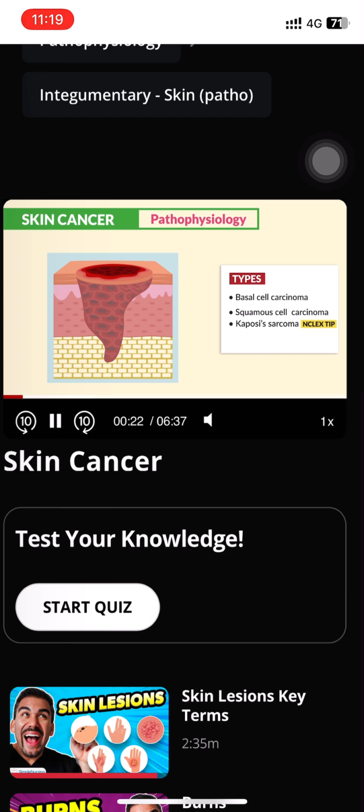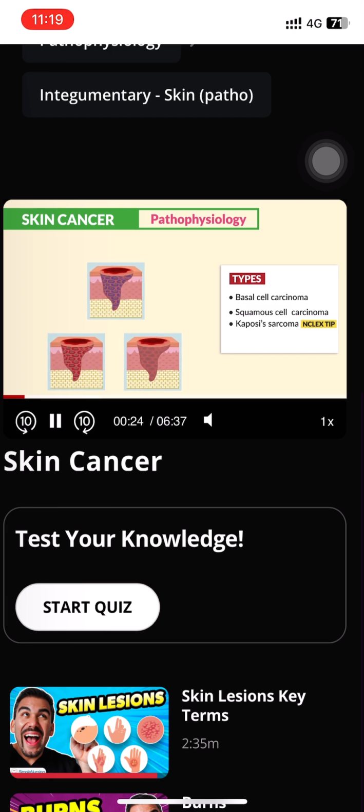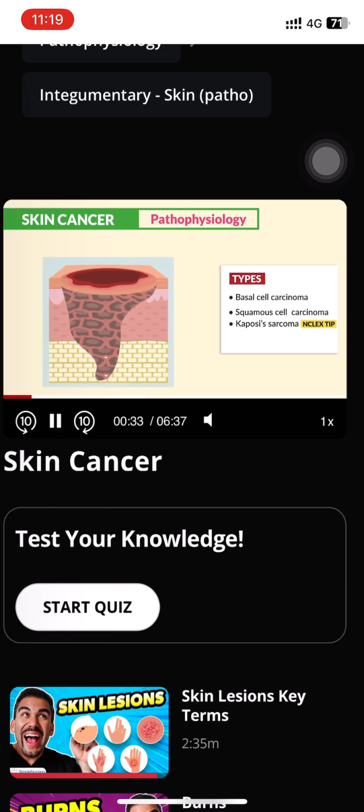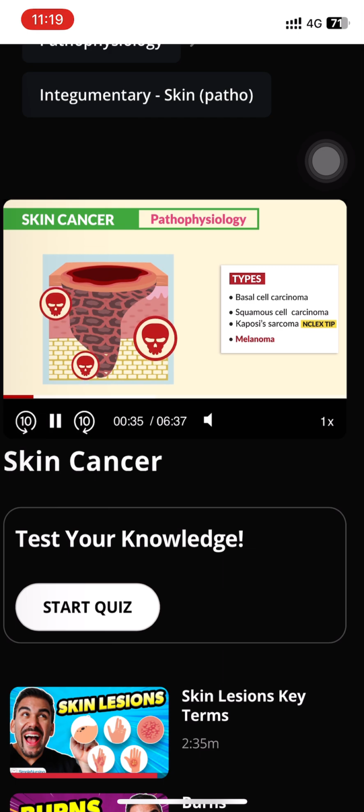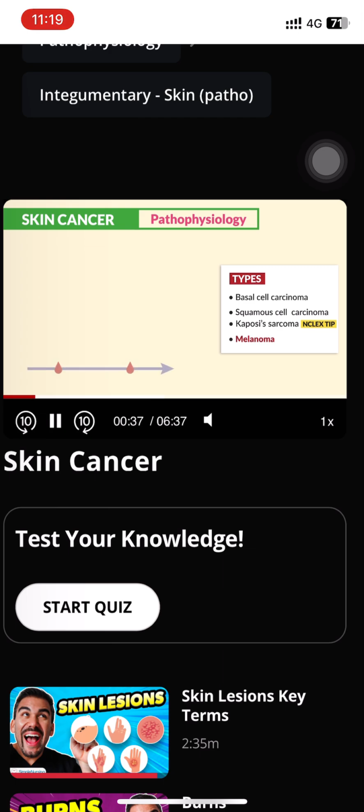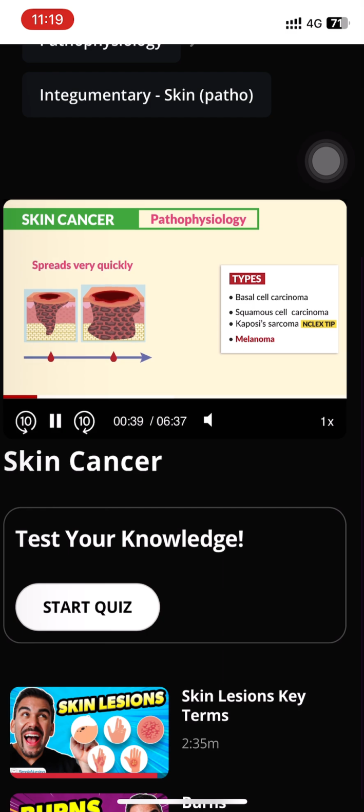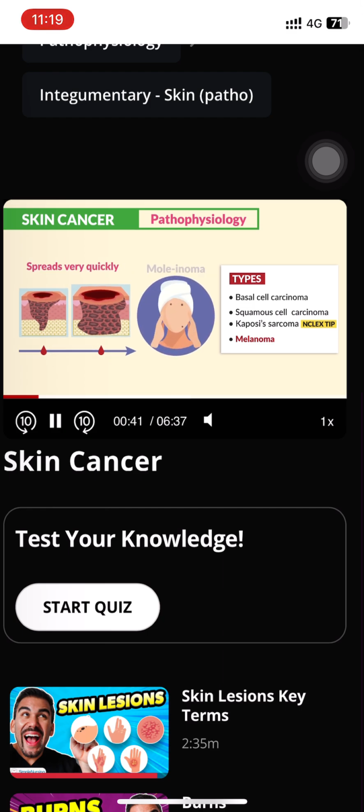Write this one down. We see patches or lesions of abnormal tissue growth that look like purple, red, or brown skin blotches. So just know these key terms here. And the last one is melanoma, which is the deadliest form of skin cancer, since it spreads very quickly, involving moles. So we call it molenoma for melanoma.